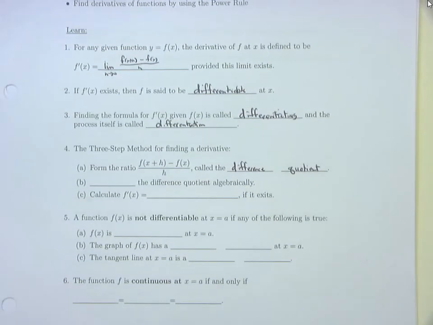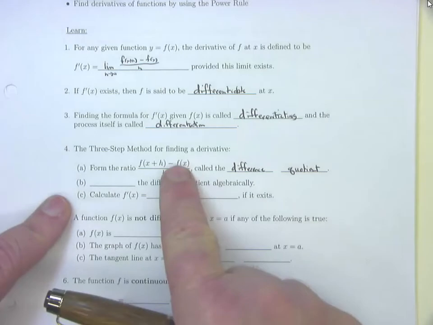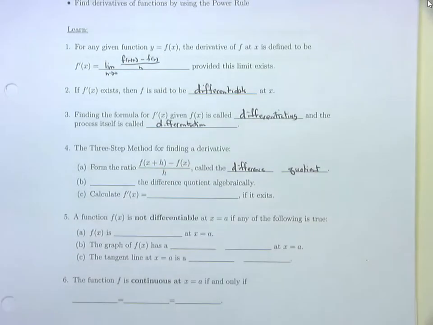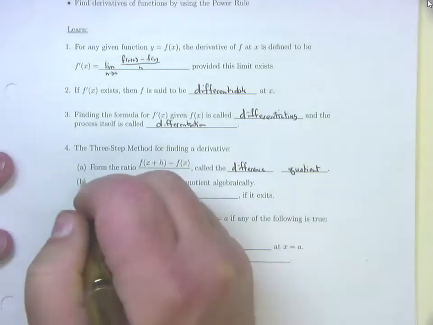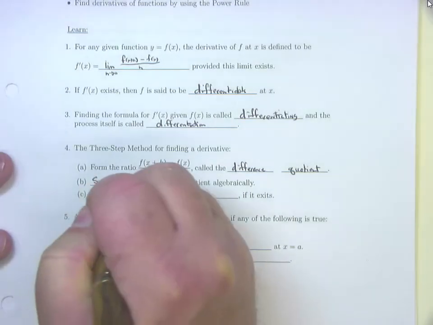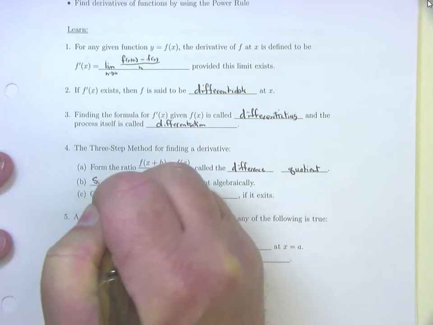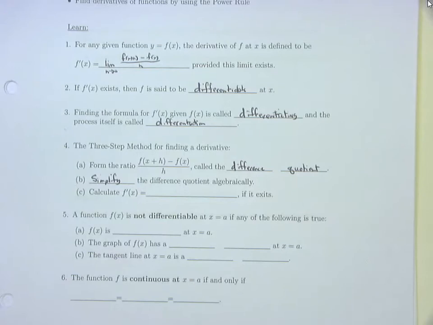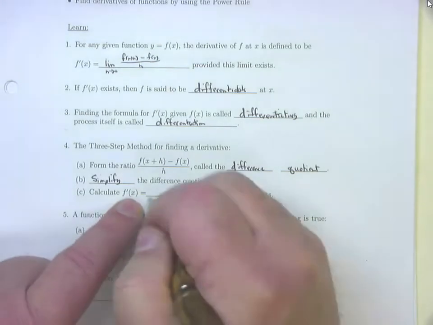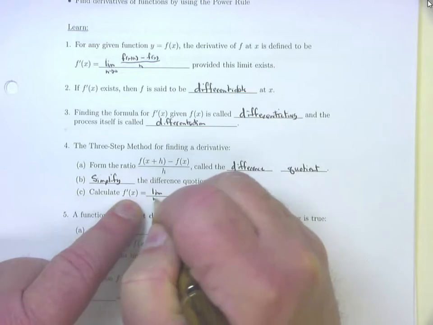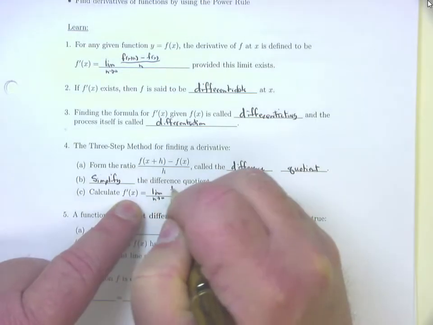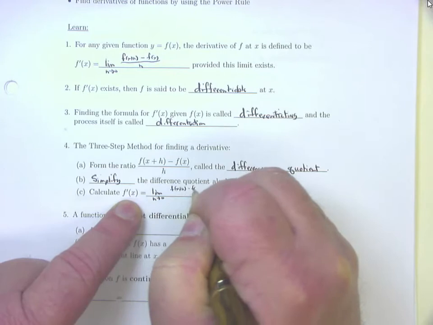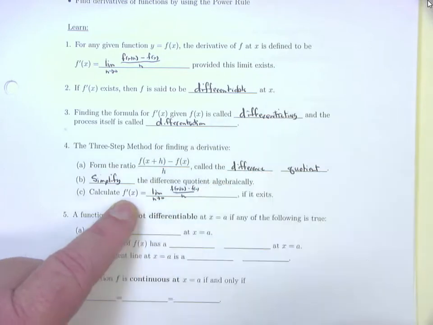Part B, what are we supposed to do? We beat it up. We do f of x plus h, clean it up, pull it out. We subtract f of x, and half the stuff cancels. That's called simplifying. You simplify the difference quotient algebraically. And then you calculate the derivative, f prime of x, by taking the limit after you clean it up, as h approaches 0 of the difference quotient, if it exists.